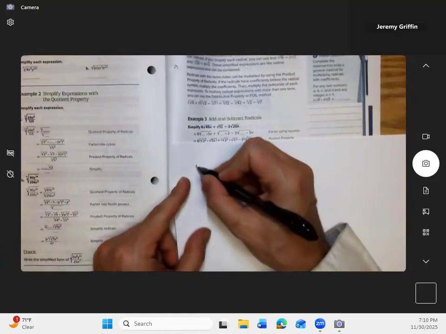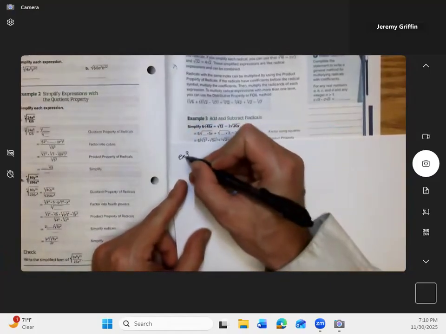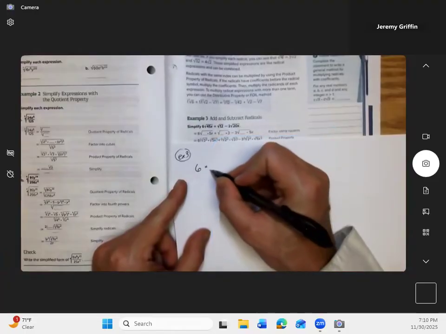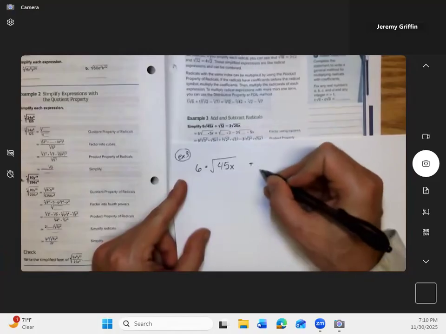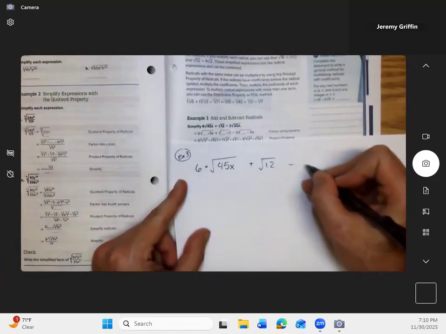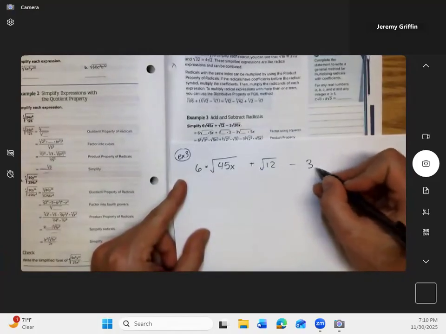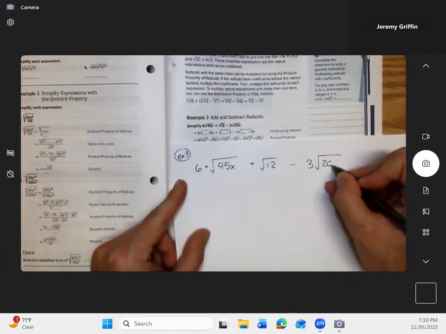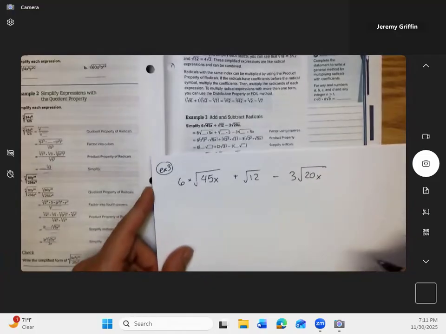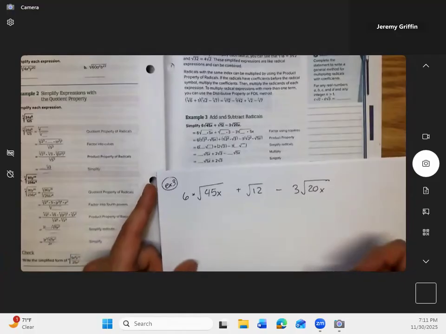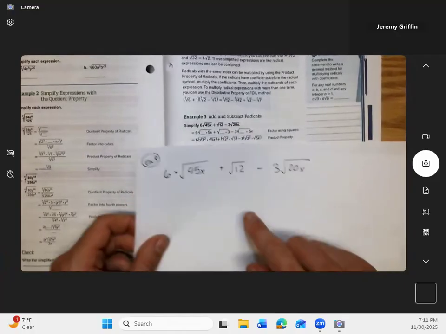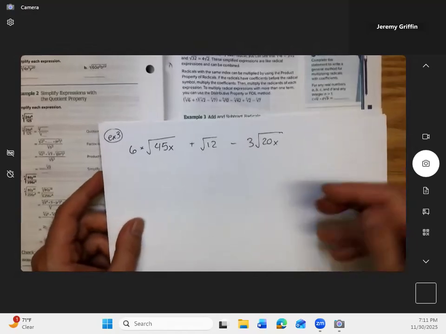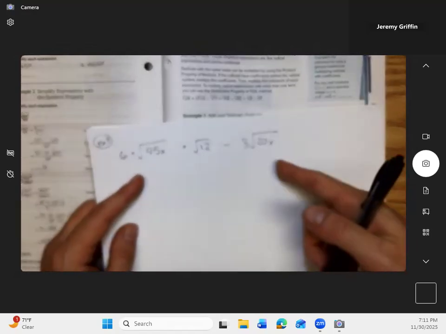Okay, let's try that. So we got, that's example 3, 6 times the square root of 45x plus the square root of 12 minus 3 square root of 20x. What are we supposed to do here? Interesting, that middle one doesn't actually have an x term. So I think the square root of 12 is just going to end up by itself one way or another. But how about this 45 and this 20?